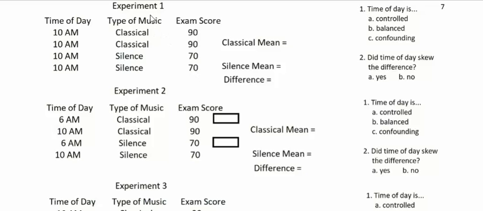So type of music is the independent variable, and exam score is the dependent variable. In this experiment, time of day is just an extraneous variable that's not being studied. And it looks like everyone is being tested at 10 a.m.